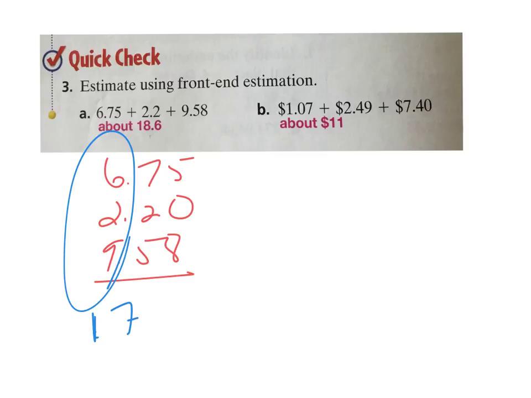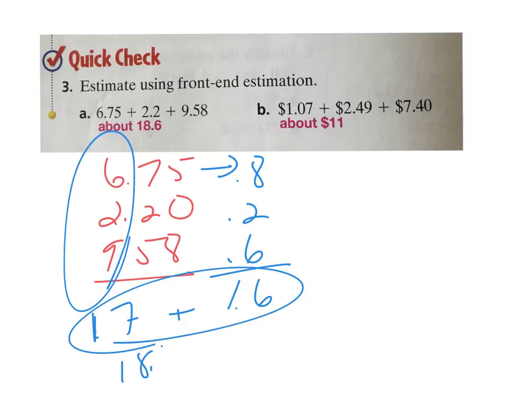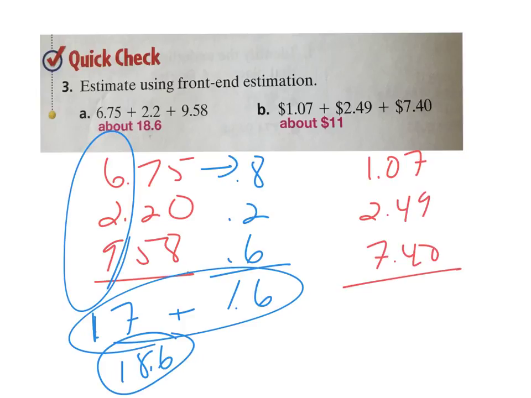And the backs, you can round this to about 0.8, right? 0.2, 0.6. So that's about 1.6. Add those two together, we get that 18.6. And it's a front-end estimation. The second one here, 1.07, 2.49, 7.40. This one's money.